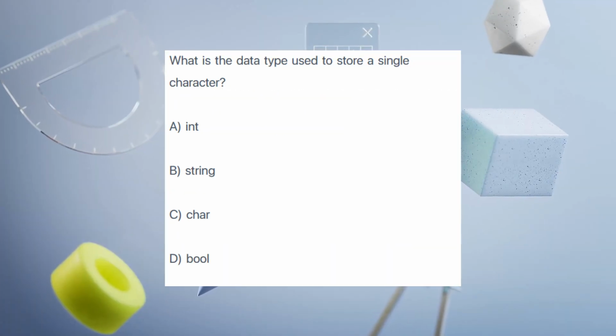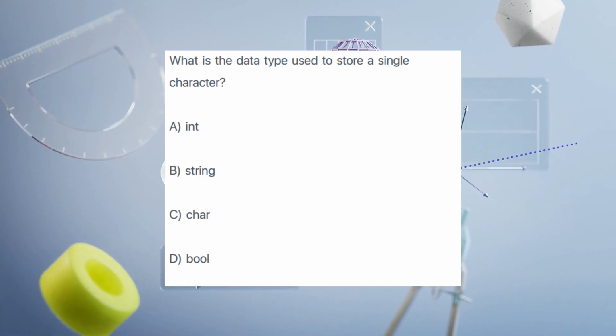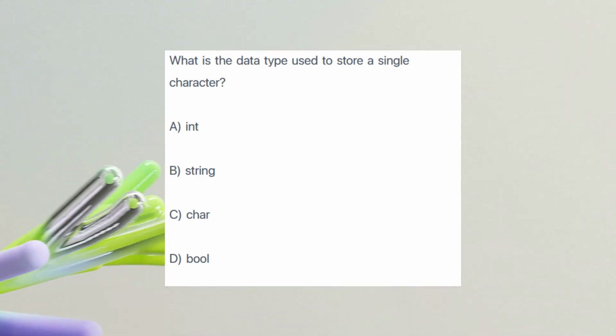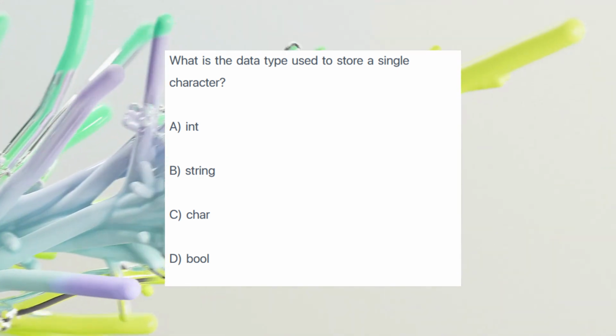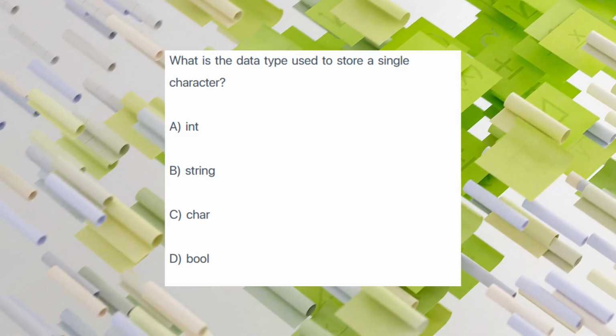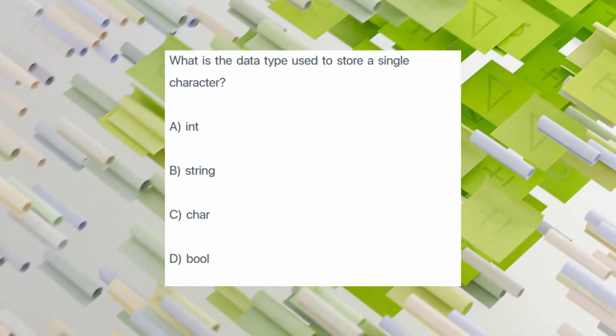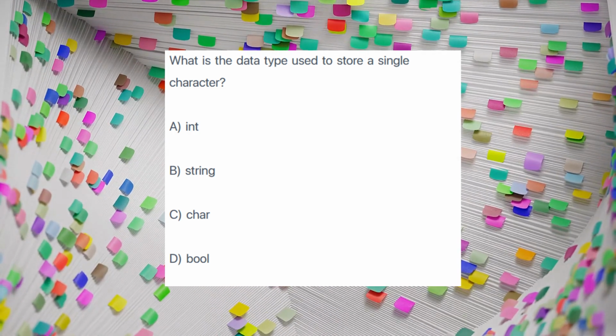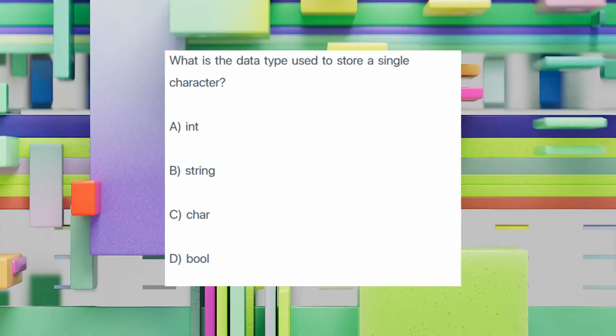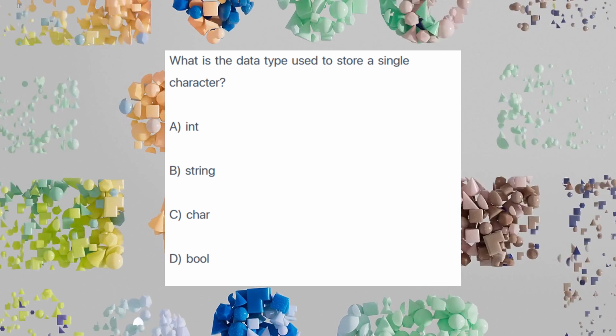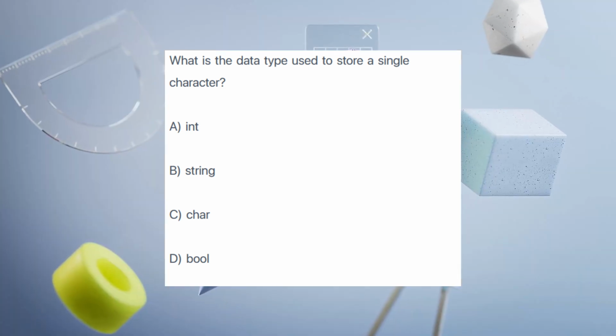What is the data type used to store a single character? A, int, B, string, C, char, D, bool. The correct answer is C, char. The char data type is used to store a single character.